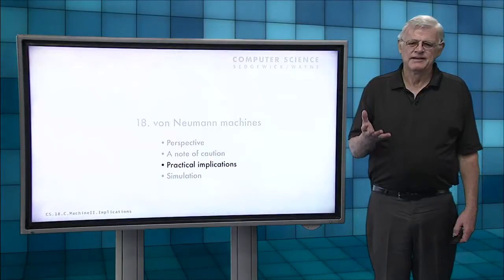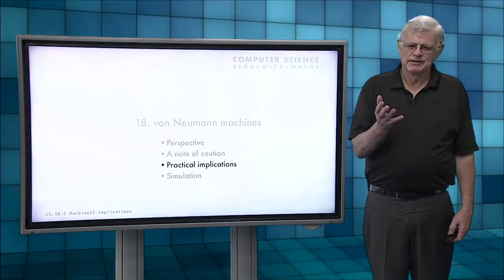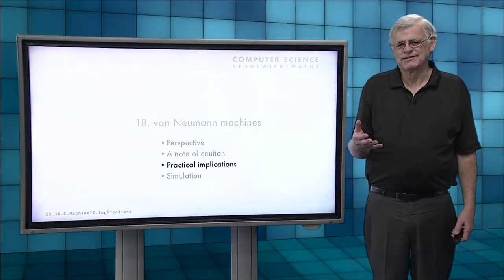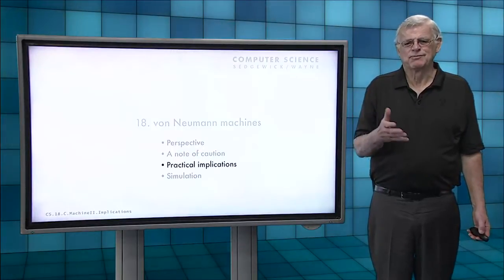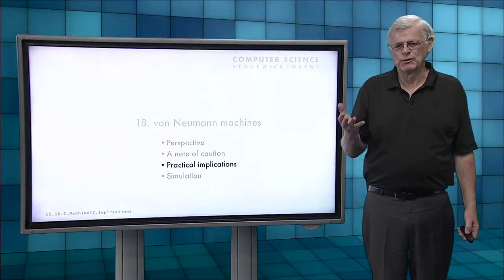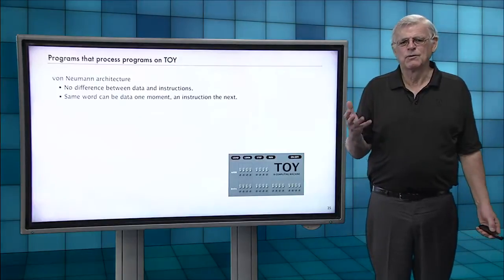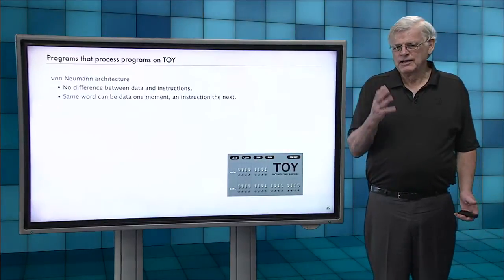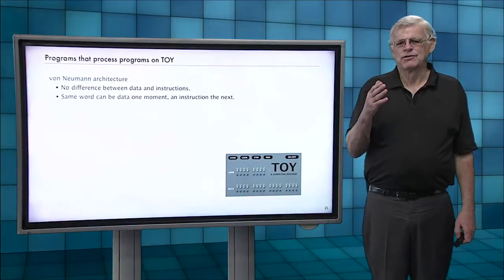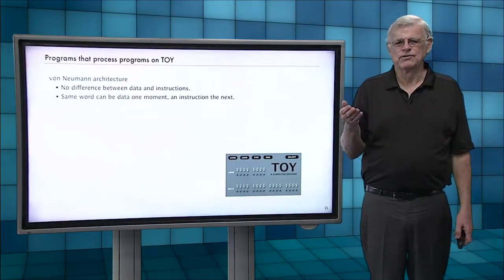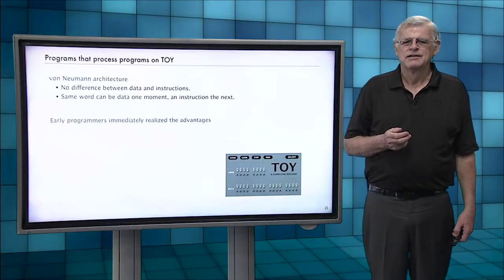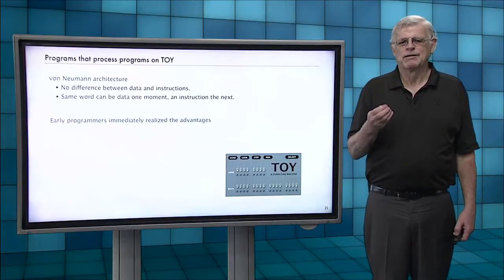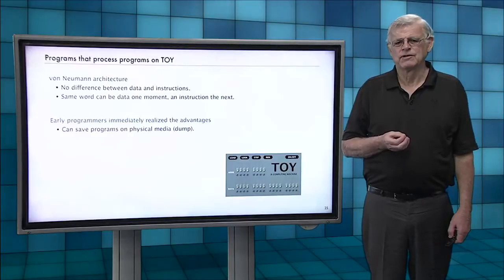Well, the idea that data can become code that has malicious effects is certainly a sobering idea, but there are many, many positive practical implications of von Neumann machines that overwhelm this. Again, in von Neumann architecture, there's no difference between data and instructions. The same word can be data one moment and an instruction the next. And immediately, early programmers realized the advantages of this.